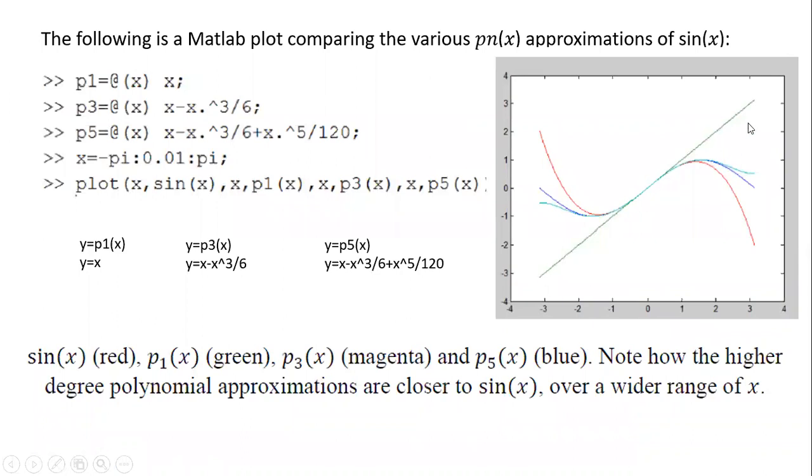Of course, this green line represents p sub 1, okay? Then the red one is sine x. Then p sub 3 is the magenta one, this one, okay? Then the last one, p sub 5, is the blue line here, okay?